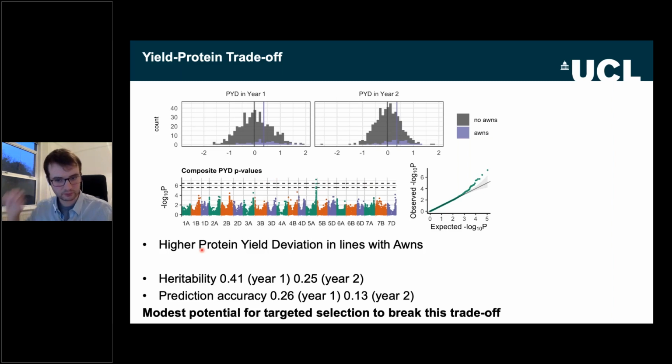So if replicated, this might be an interesting locus and phenotype to target towards breaking this trade-off. I'm also showing the heritability and prediction accuracies obtained for this phenotype, the protein yield deviation, which indicates some modest potential for genetic variation segregating that you could use to break this trade-off if you were to target it in this way.